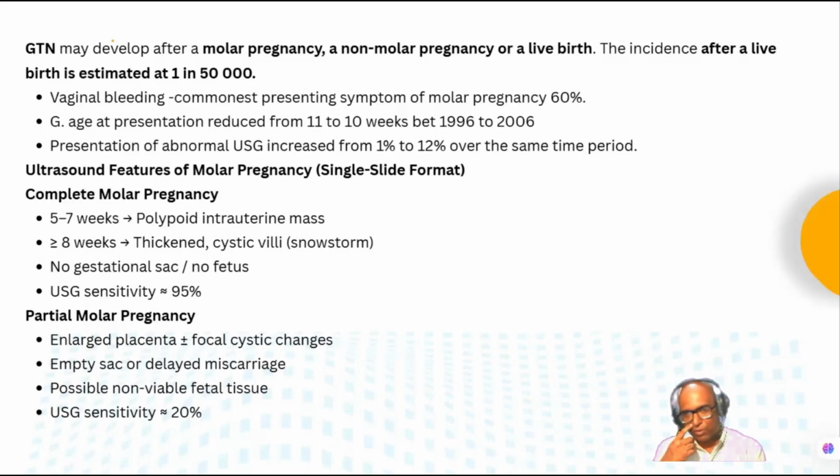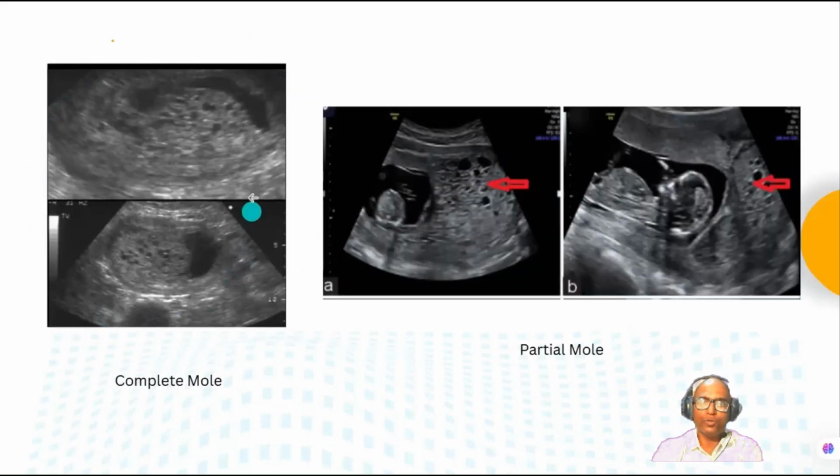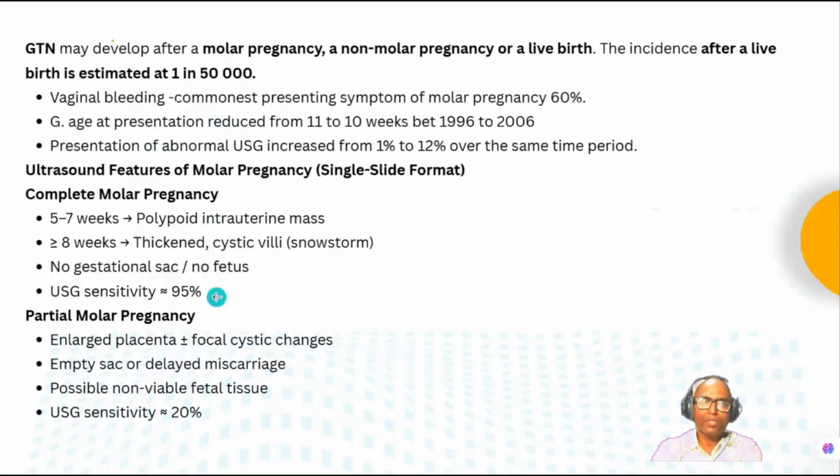Okay. So ultrasound features. What are the ultrasound features of molar pregnancy? That also we should know. In complete molar pregnancy, by around 5 to 7 weeks of gestation, you see a polypoid intrauterine mass. After 8 weeks, you will see the thickened cystic villi giving the snowstorm appearance. There will not be any gestation sac and there is no fetus. The ultrasound sensitivity is around 95%. Okay, so this kind of picture you will get. There is no fetal tissue and you will see this snowstorm appearance in cases of complete mole. Okay, so polypoidal uterine mass, thickened and cystic villi giving the snowstorm appearance.